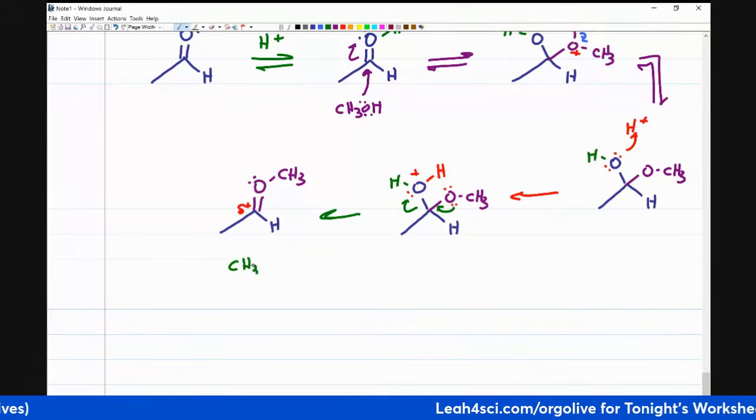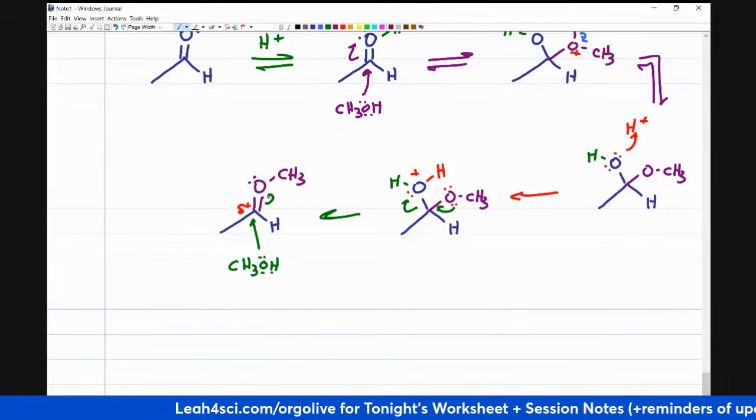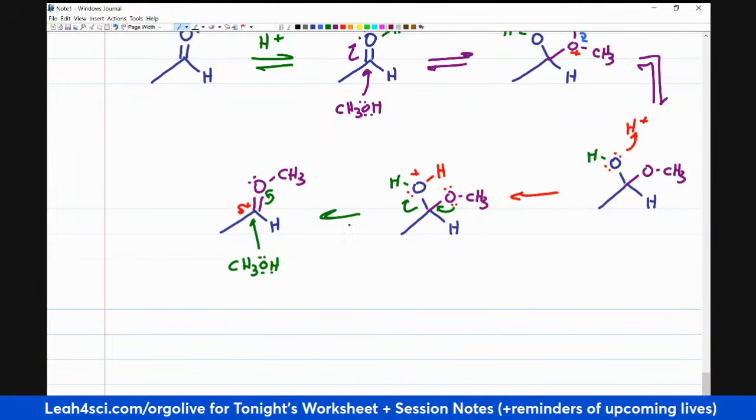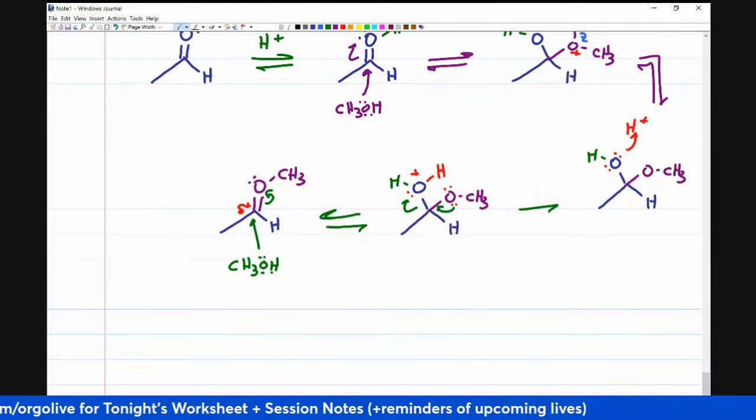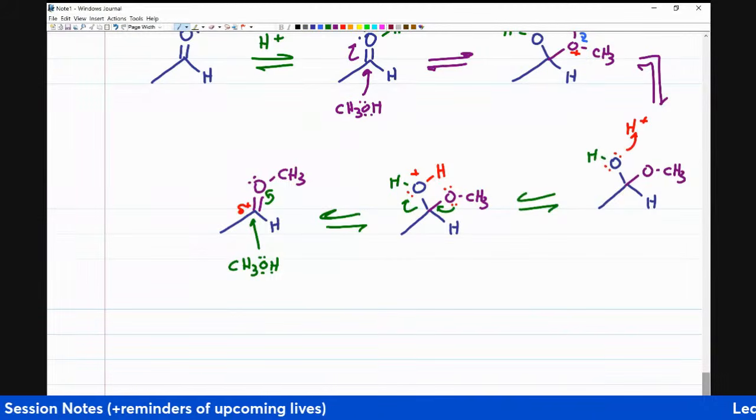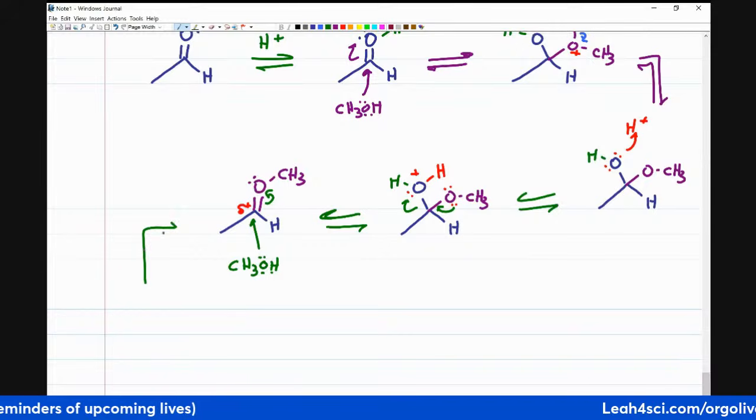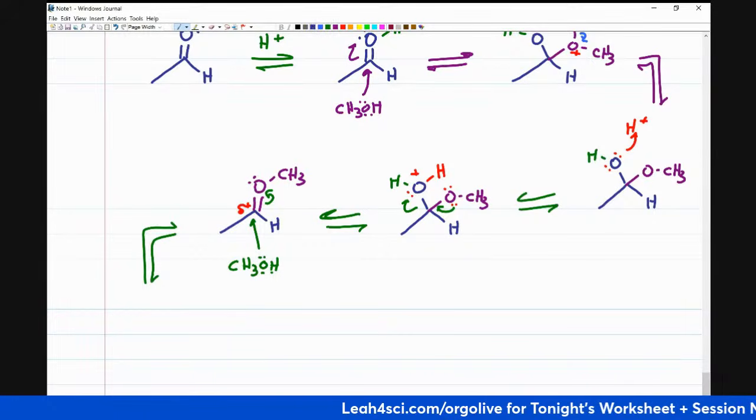Another alcohol in solution will do the same exact thing as we just had. Attack the carbonyl, kick up the electrons. These are all reversible. There we go. Kick up the electrons, and let's just show this being reversible. Okay, so we have hydrogen. Are you guys with me?